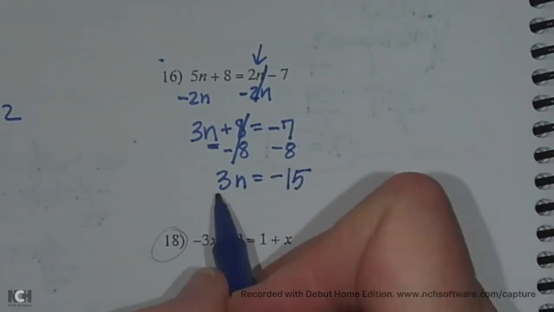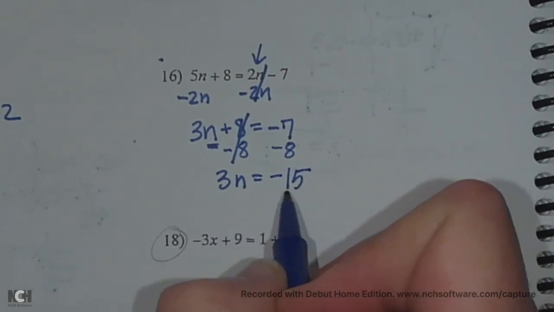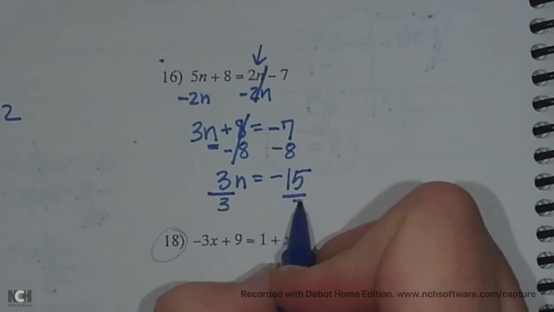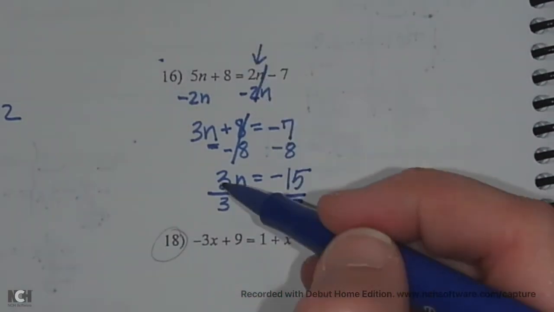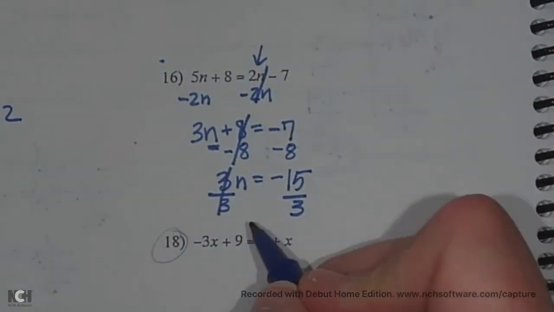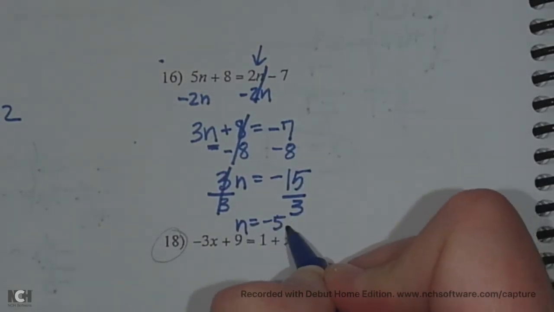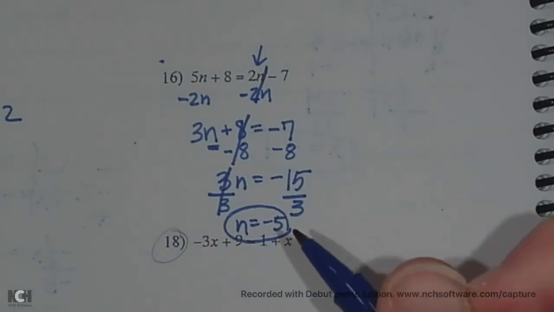All right, so now you have 3 times n equals negative 15. Let's get n by itself by dividing by the 3. And what you do to one side, you have to do to the other side. Those will cancel out and go to 1, and you're left with n equals negative 5. And that's it for that problem.